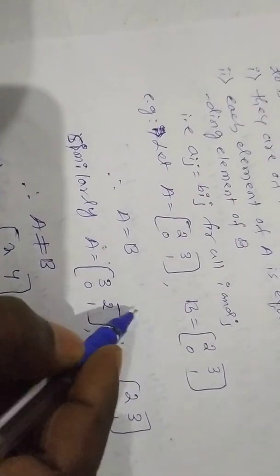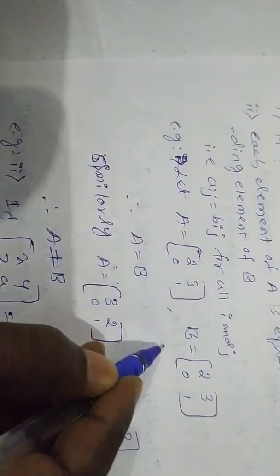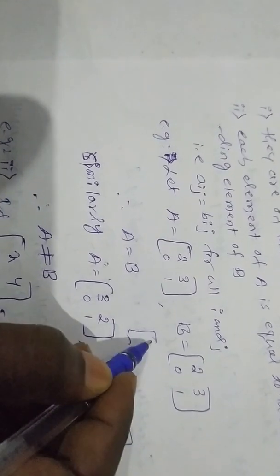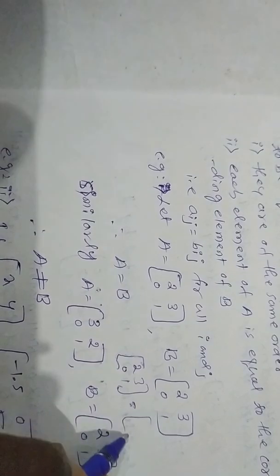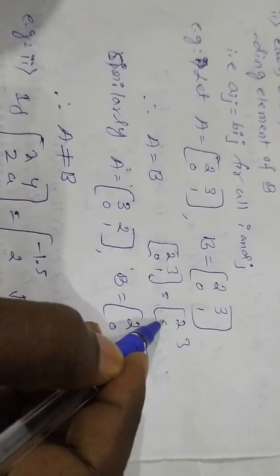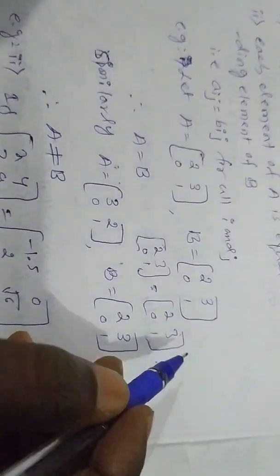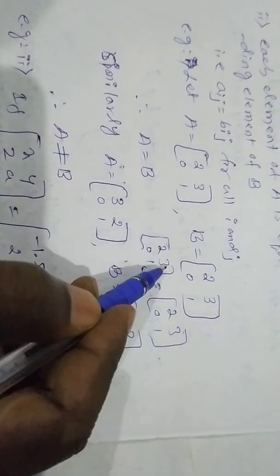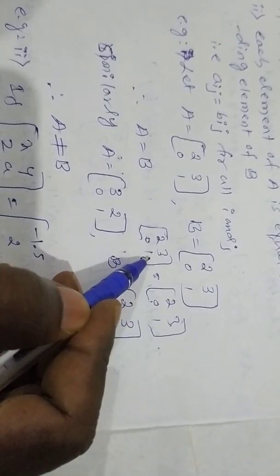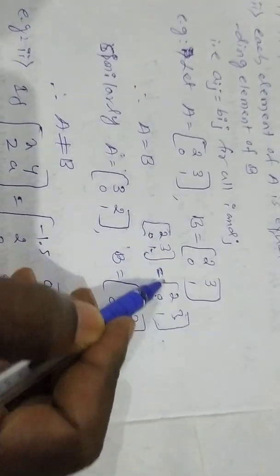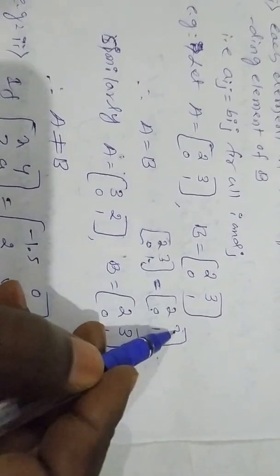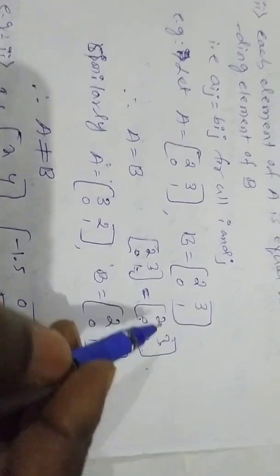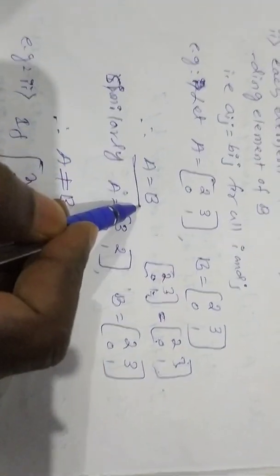We can also write it as matrices A equals B. See here, 2, 3, 0, 1 equals 2, 3, 0, 1. See here, in place of 2, here 2, 3, 3, 0, 0, 1, 1. This is equal. When we say that two matrices are equal, if corresponding elements of two matrices are the same, then we say that A equals B.